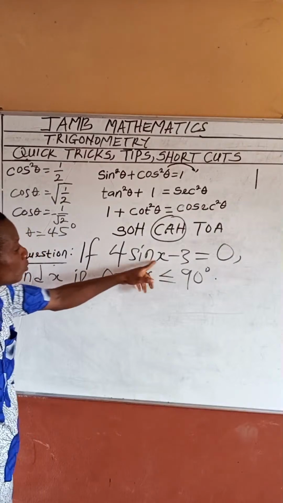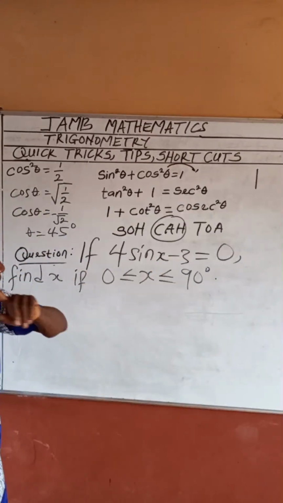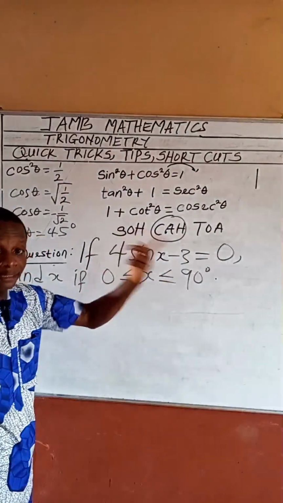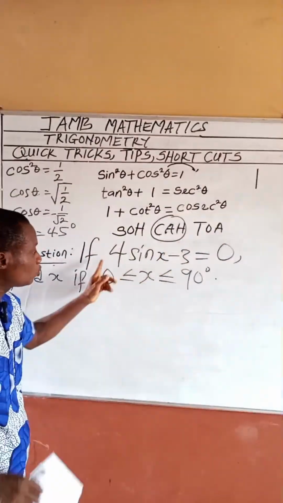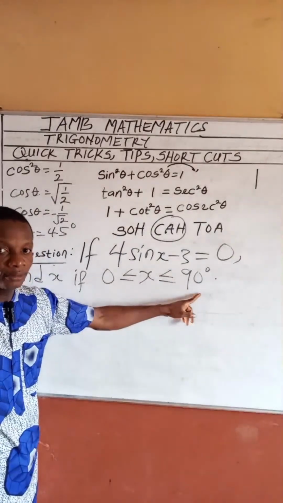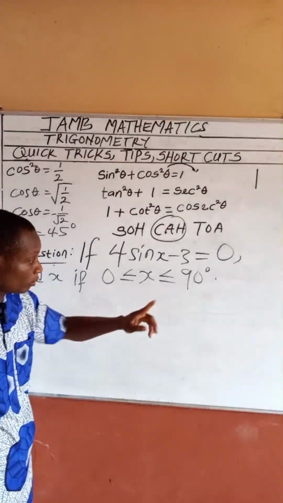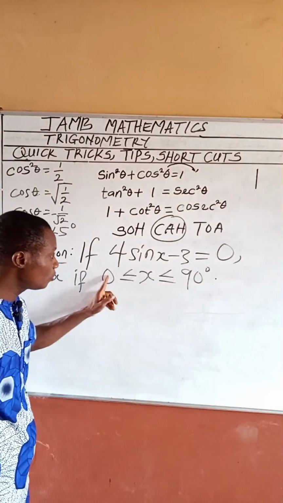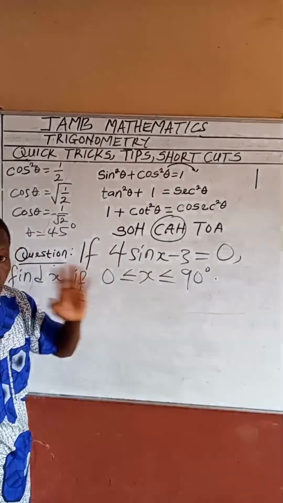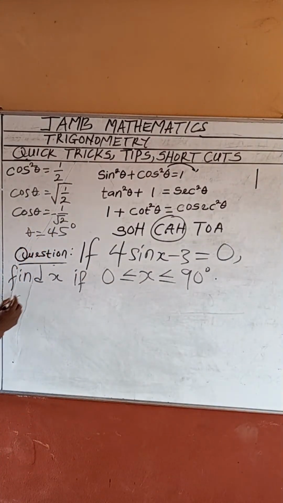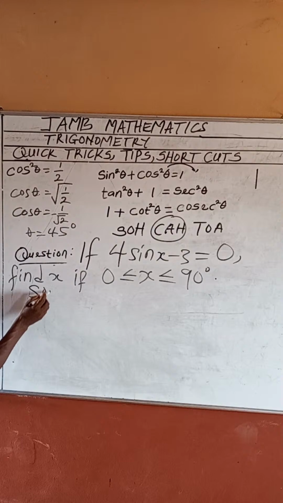It says 0 is less than or equal to x, then less than or equal to 90. It means this angle is an acute angle. This angle is not 90 degrees. This angle is not up to 90 degrees. It's less than 90 degrees. It's between 0 and 90 degrees. Or it's from 0 to 90. That's the implication, because it says equal to. So 0 and 90 are included, or are inclusive here. So let's solve the equation without wasting time.